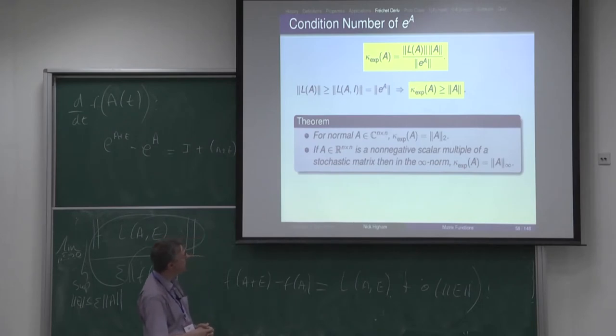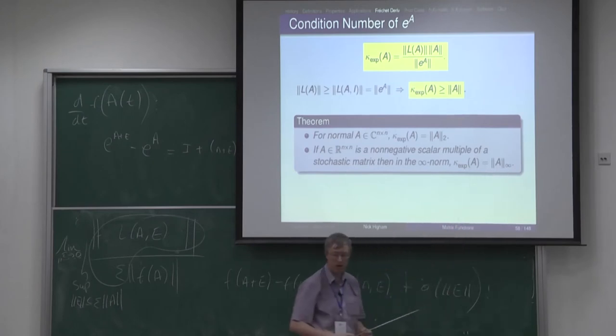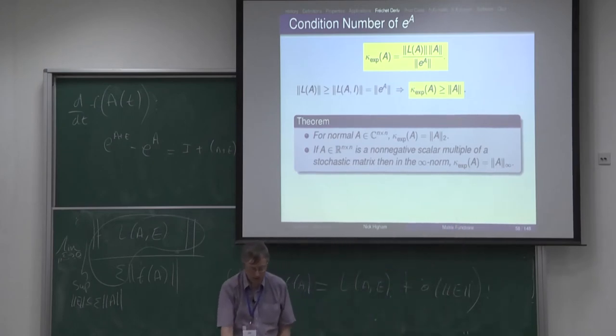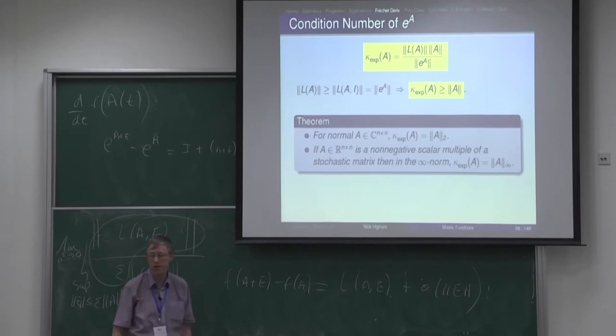Another case where we have the same result in a different norm is for stochastic matrices, or multiples of them. It's now the infinity norm where we can say that the condition number is equal to the norm. So those are two important classes of matrices, and essentially for those classes we know that the exponential is well conditioned.